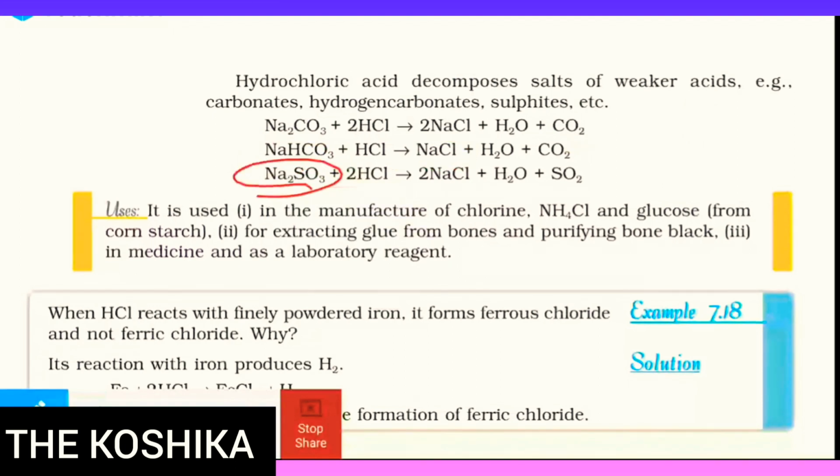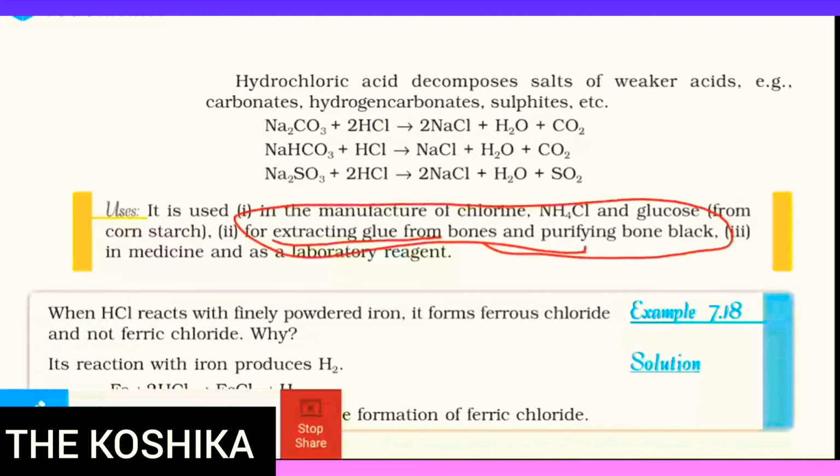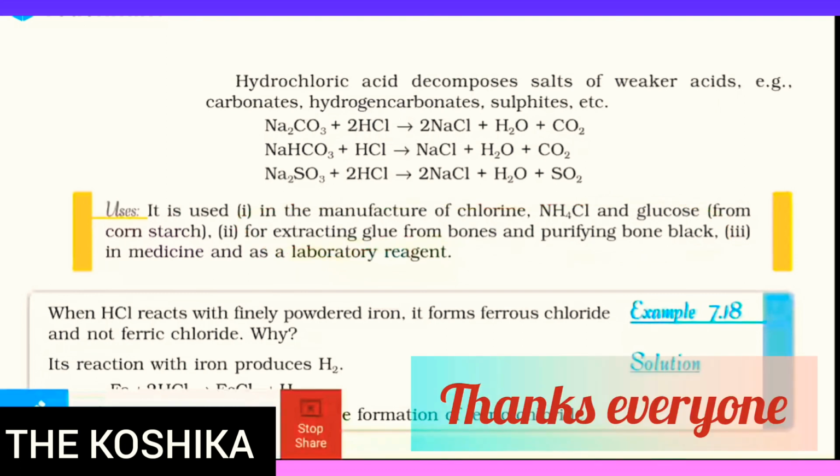अब यहाँ पे सल्फाइट्स हो गए. सल्फाइट जब HCl के साथ एक्ट करता है तो SO2 को रिलीज कर देता है और NaCl में कन्वर्ट हो जाता है. यूजेस की बात करें तो HCl is readily used in manufacture of chlorine, ammonium chloride and glucose from corn starch. तो ये बहुत ही इंपॉर्टेंट यूजेस हो गए. इसके बाद for extracting glue from bones and purifying bone black, इसका भी आप बहुत इंपॉर्टेंट यूज है, इसको जरूर याद कर लीजिएगा. And it is readily used in medicine and as laboratory agents. ठीक है.